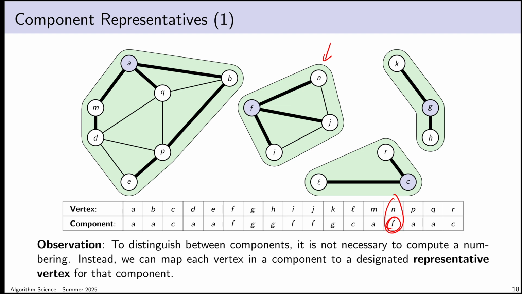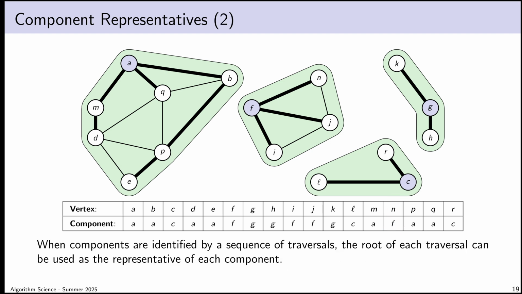I can do that with numbers, I can do it with some other identifier, or I could just choose one of my elements, one of my vertices, to represent each component, to be the designated representative of that component. And so in the case where you isolate your components via a sequence of traversals, it seems natural to me that you would just set the representative for each component to be the vertex at which you started the traversal of that component.